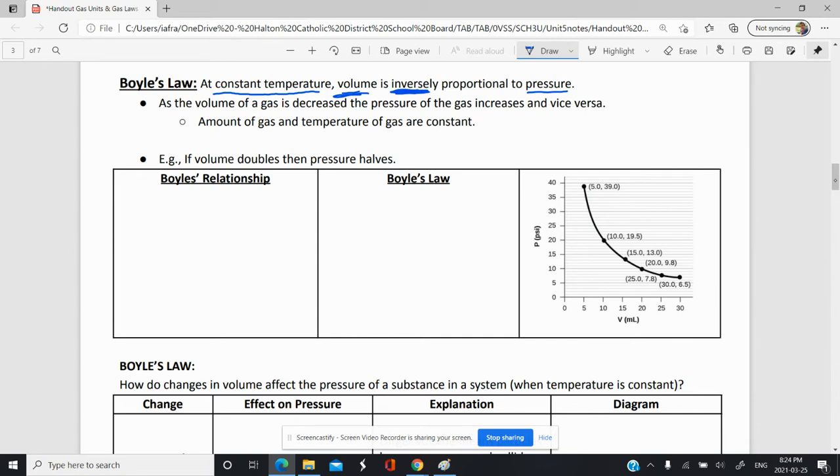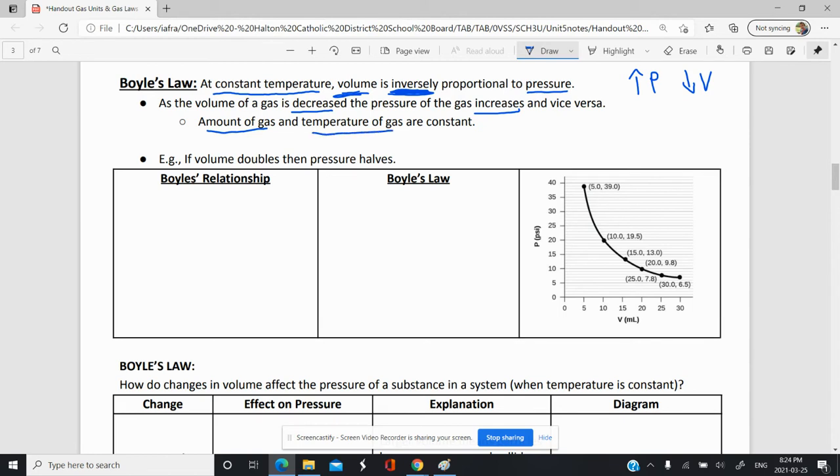What that basically means is that, for example, if pressure goes up, then volume goes down. They move in opposite directions. Proportional meant they moved in the same direction. So for Charles' Law, if one went up, the other one went up. Over here, inversely proportional means they move in opposite directions. One goes up, one comes down. So generally, if the volume of a gas is decreased, then the pressure of the gas increases and vice versa. Remember, the amount of gas is still constant, and so is the temperature.